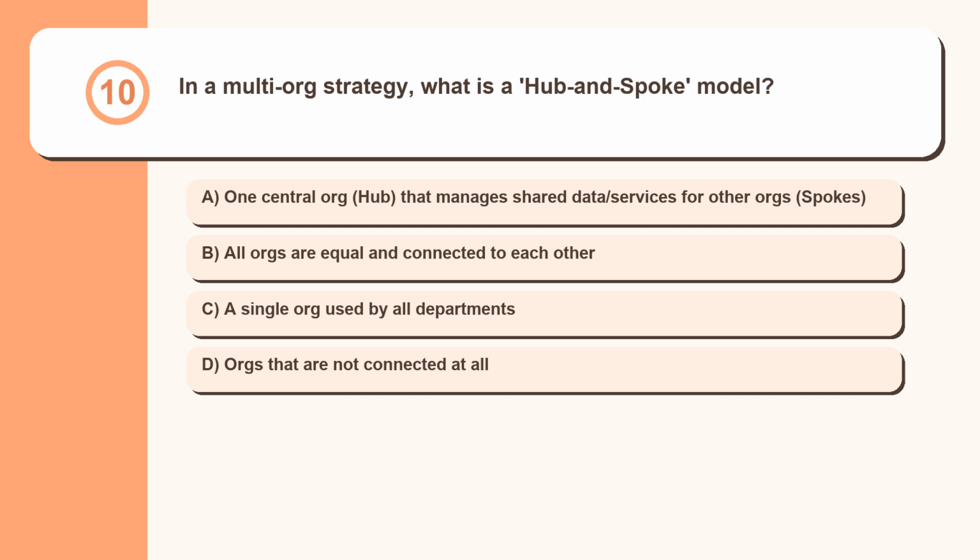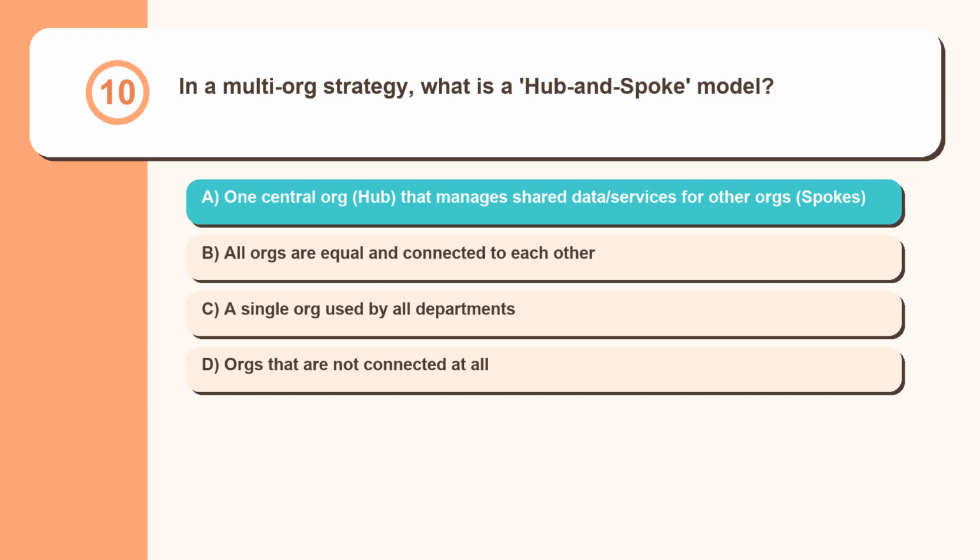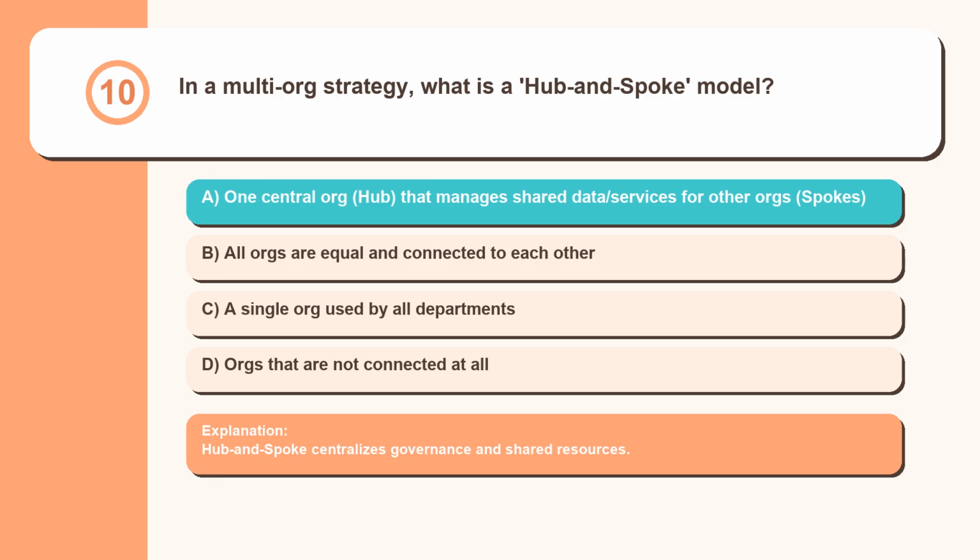Question 10. In a multi-org strategy, what is a hub-and-spoke model? One central org, hub, that manages shared data and services for other orgs, spokes. All orgs are equal and connected to each other. A single org used by all departments. Orgs that are not connected at all. Hub-and-spoke centralizes governance and shared resources.